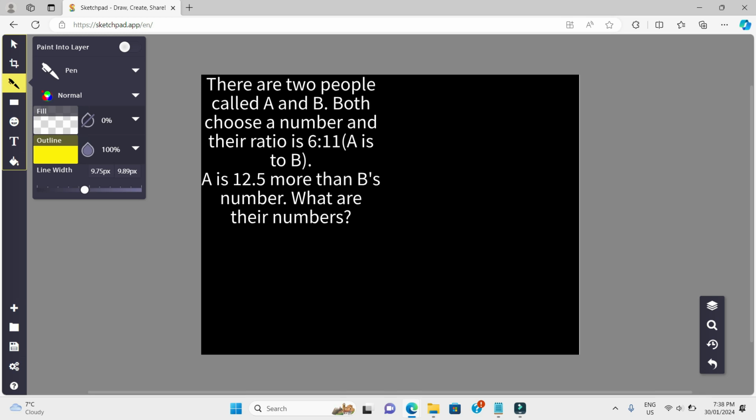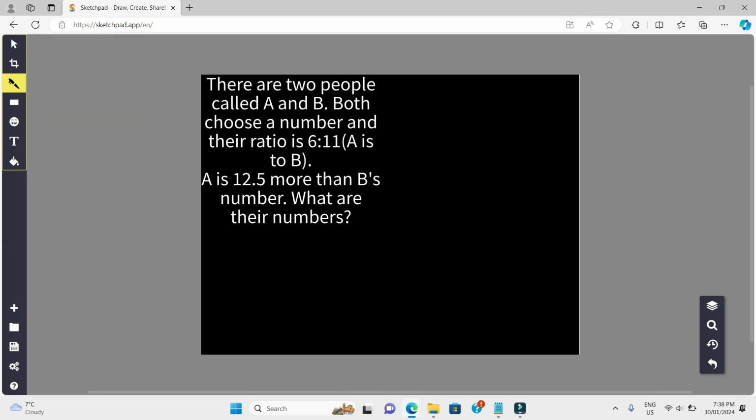Let me take my pen. Let's write. So we know that A is to B is 6 is to 11. As we know, the 6 is to 11 piece of information is A is to B. Now, most of the time, you will say, well, we do 6 plus 11, 17 and we carry on. But here, it's not 6 plus 11. There are many problems where you have to add the A and the B, the 6 and the 11 here.